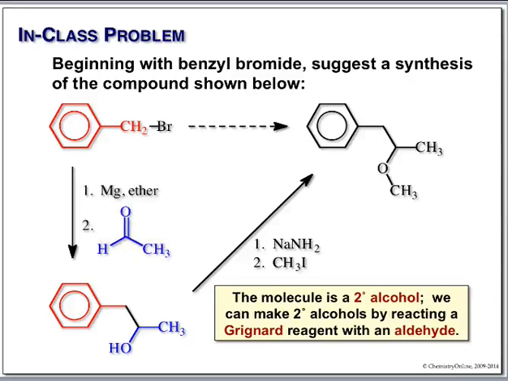And so our full synthesis. Going forward now, you start with benzyl bromide, make the Grignard, react it with acetaldehyde to make the alcohol. Take the alcohol, treat it with a strong base to make the alkoxide, dump in an alkyl halide to make the ether. That is organic synthesis. Any questions?